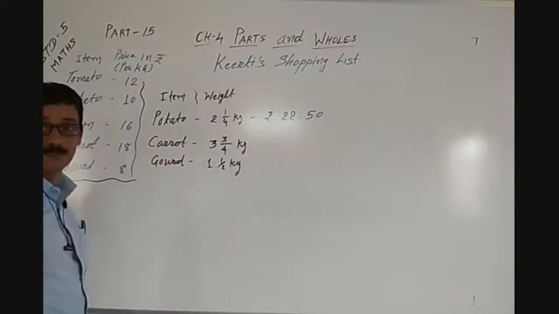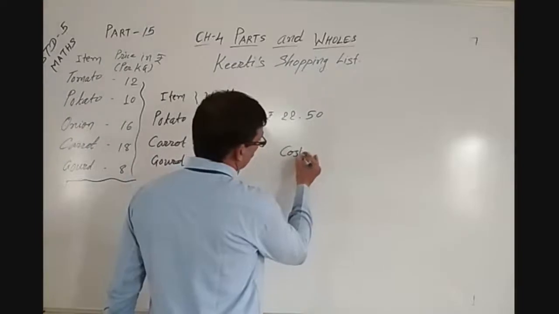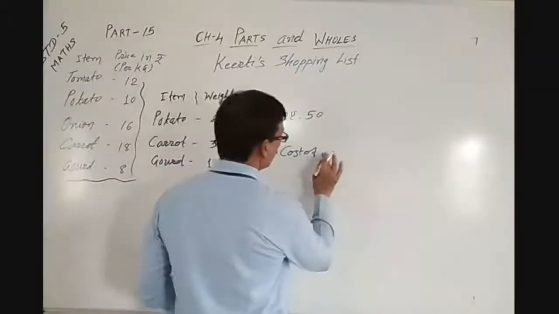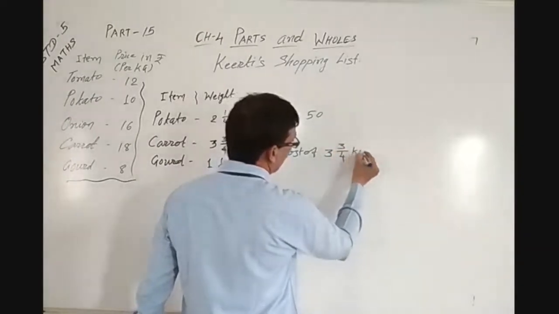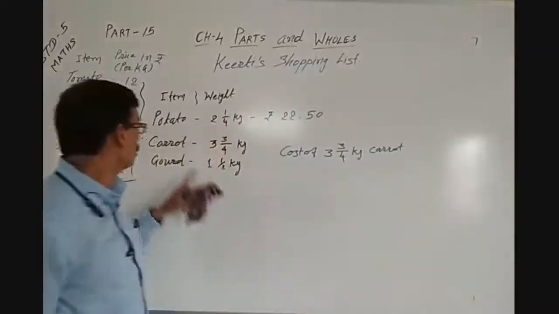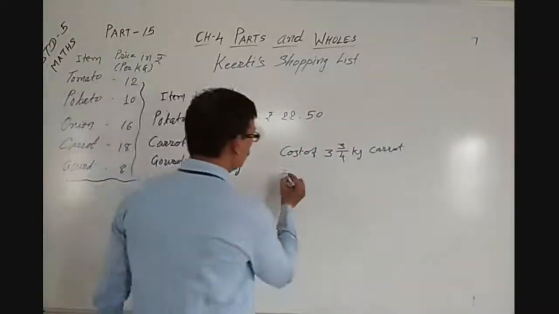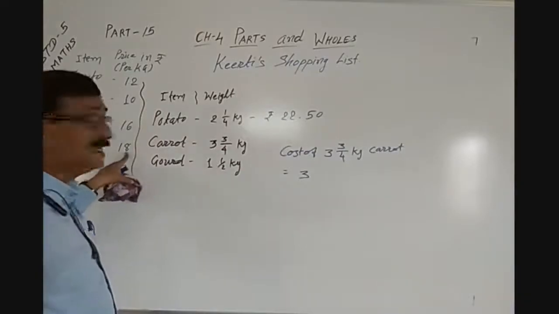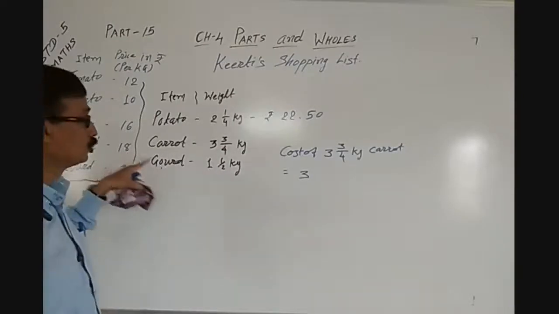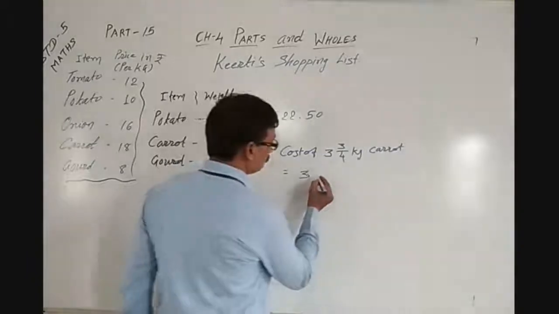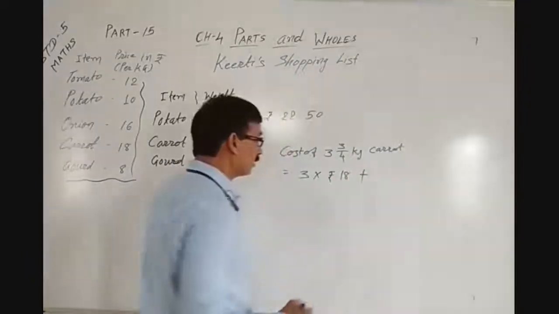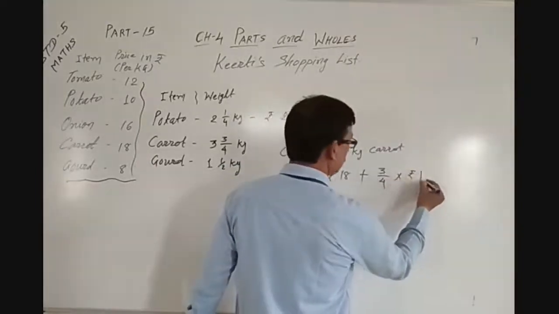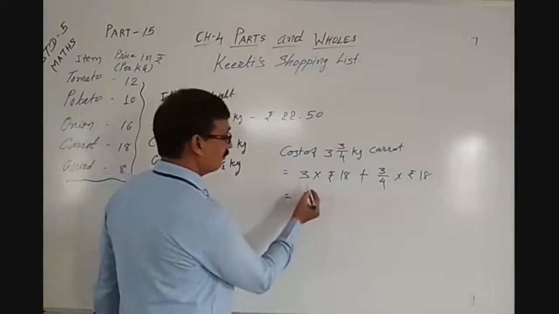Now let's find out the cost of carrot. Cost of 3 and 3/4 kilogram carrot. Isn't it? Cost of 3 and 3/4 kilogram of carrot is equal to cost of 3 kilogram carrot plus cost of 3/4 kilogram carrot. Now, carrot is costing 18 rupees per kilogram. So cost of 3 kilogram carrot is 3 times 18 rupees plus cost of 3/4 kilogram carrot is rupees this much. Okay.